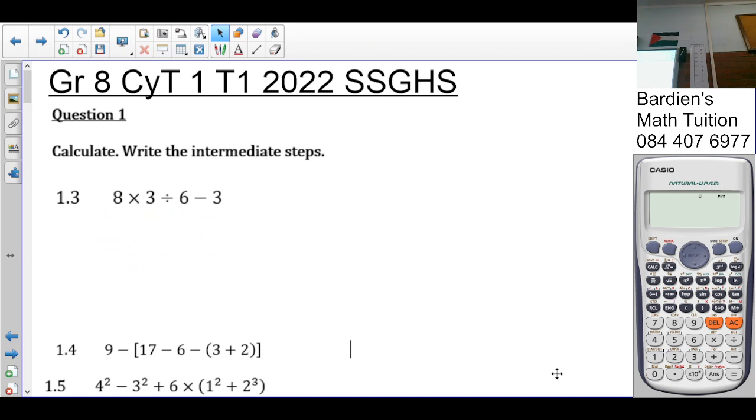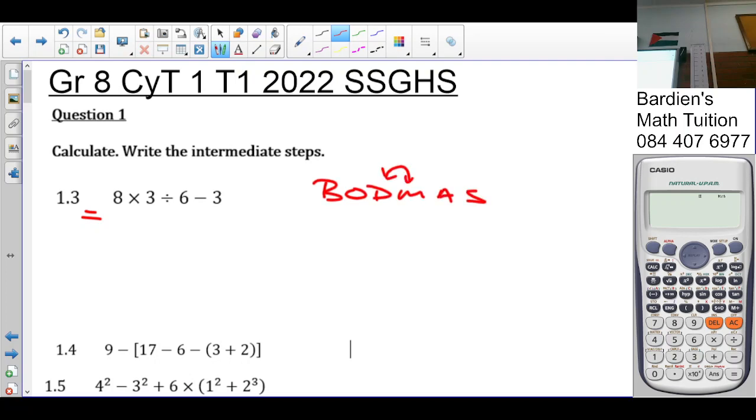Number 1.3. As we know, BODMAS. We can interchange multiplication and division. Whatever comes first, you do from left to right. So 8 times 3 is 24, divided by 6 minus 3. Now many people wrote 3 here one time. What they did was they subtracted that. According to BODMAS, you can't do that. Okay? So now we're going to say 24 divided by 6 is 4, and 4 minus 3 is? Okay, any issues there?